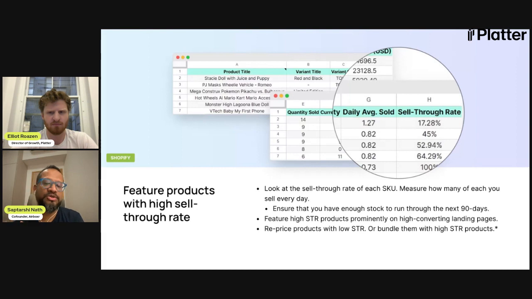Sometimes you might want to bundle low sell-through rate products with high sell-through rate products to make sure that you're not getting stuck with those low STR products.